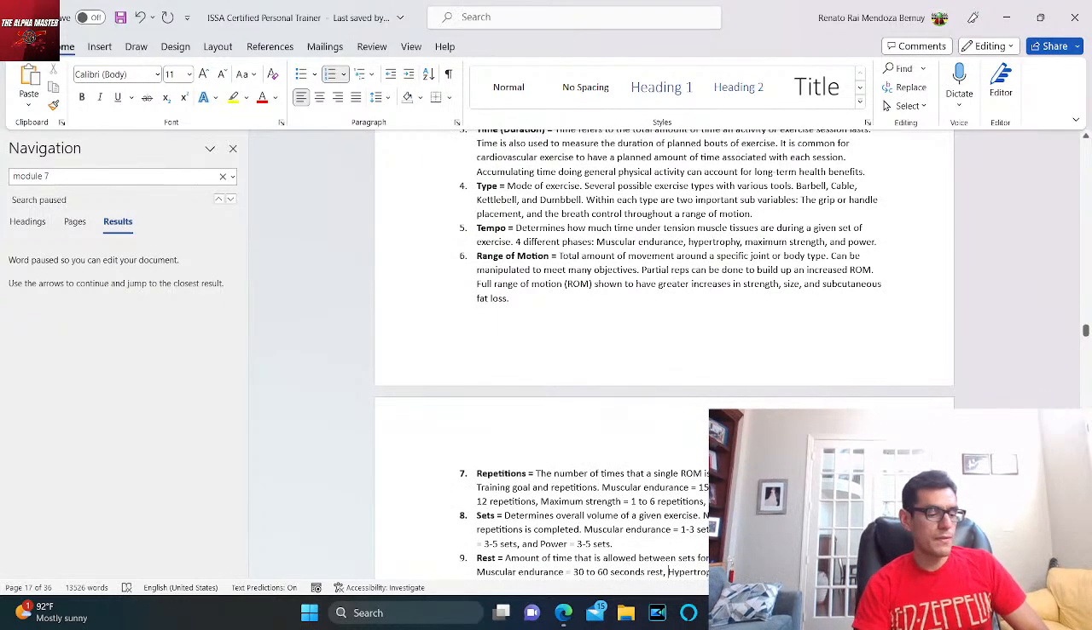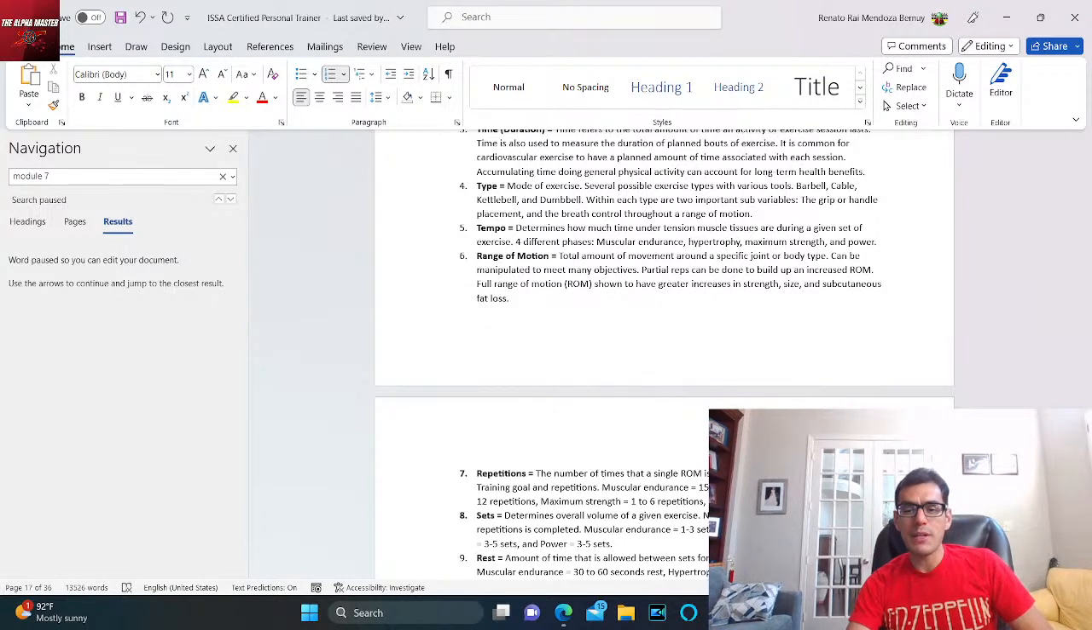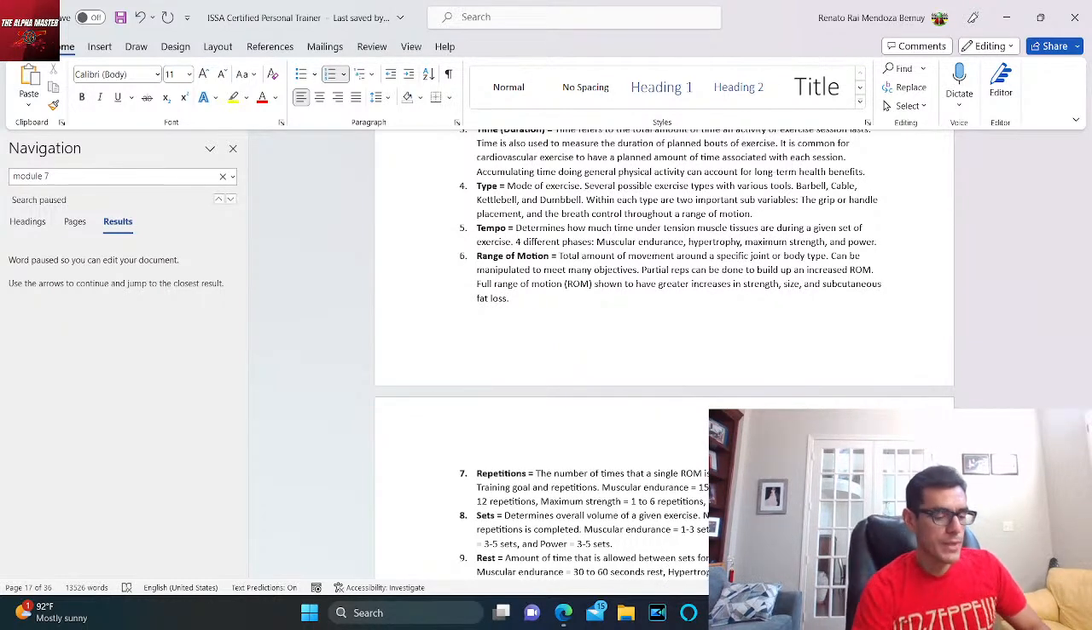Finally, rest is the amount of time allowed between sets for certain metabolic recovery of exercise. That's going to be the rest.